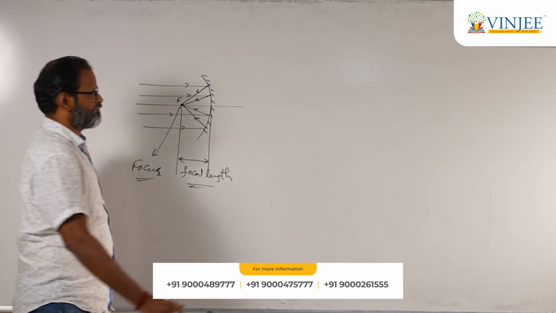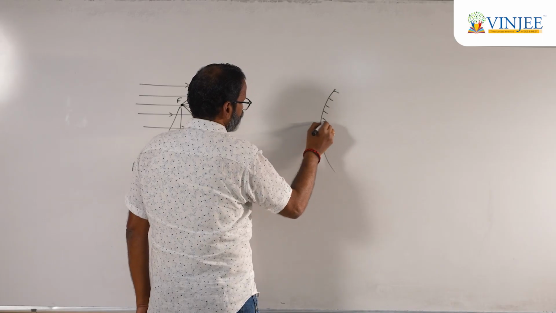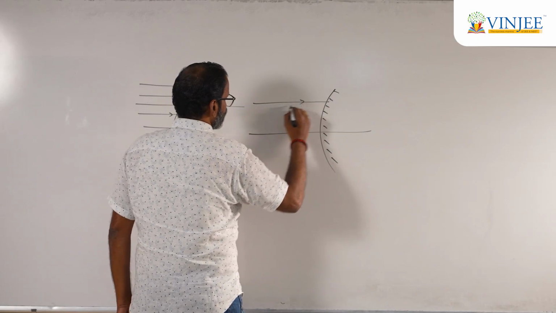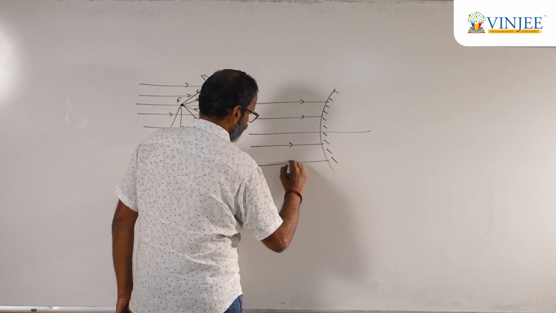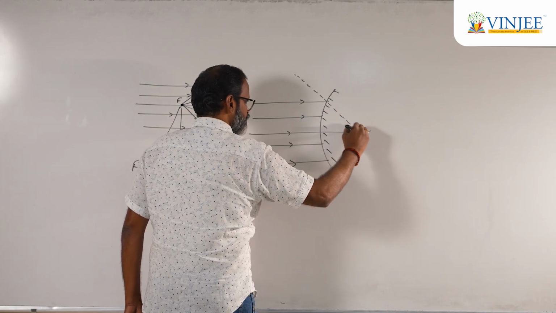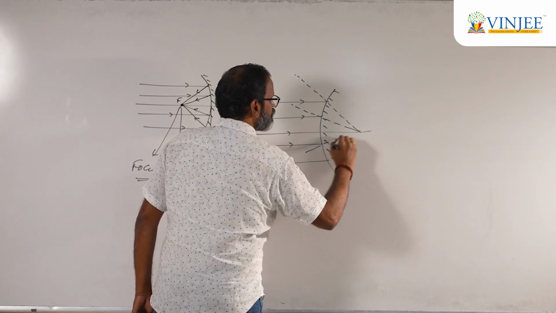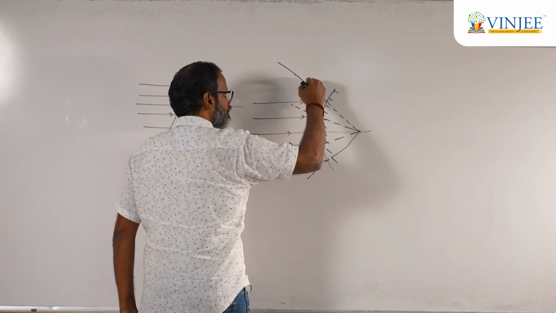In a similar way, for a diverging mirror, or in other words, a convex mirror, when a parallel beam of light is incident, the point from which the light rays appear to diverge is called the focus.